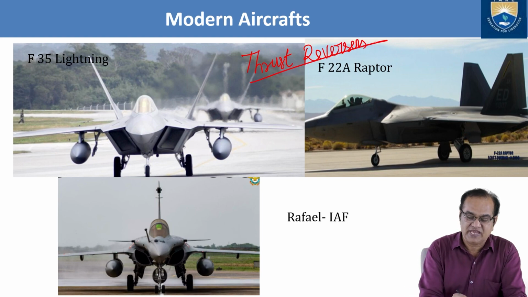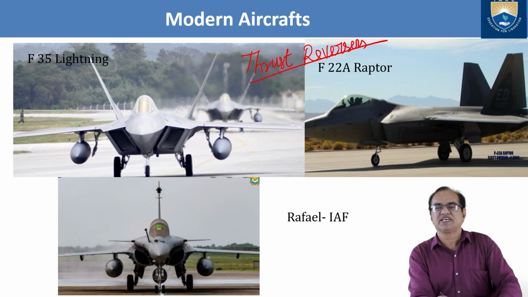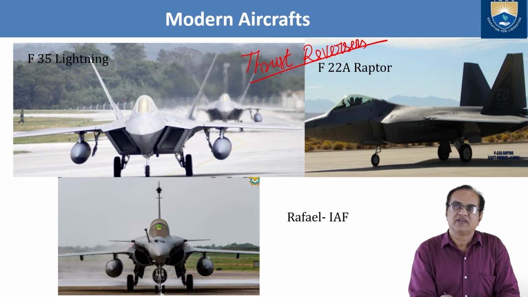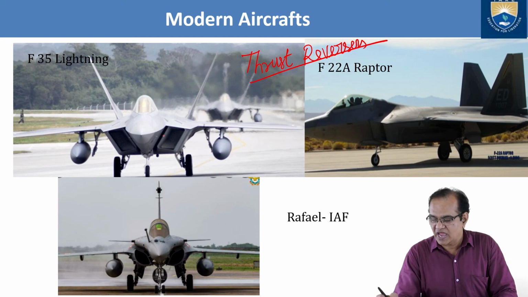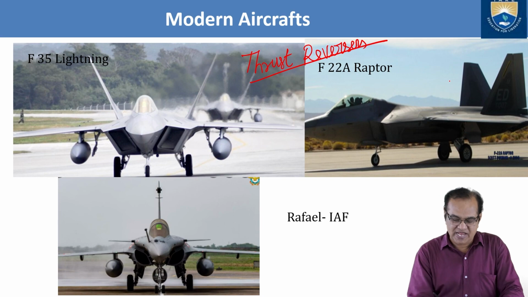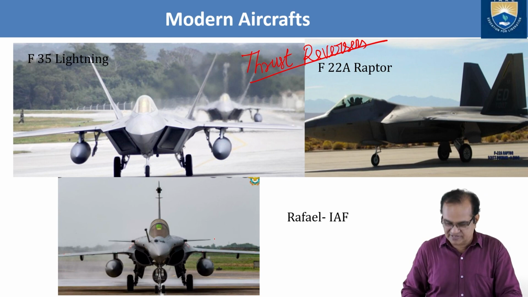So this is the F-35 Lightning. It is a very modern aircraft, and you cannot detect it with the help of radar. This is the F-22 Raptor aircraft, which only the US Air Force has got, and this is the Rafale. In this Rafale also, we have used this type of thrust reversal system.